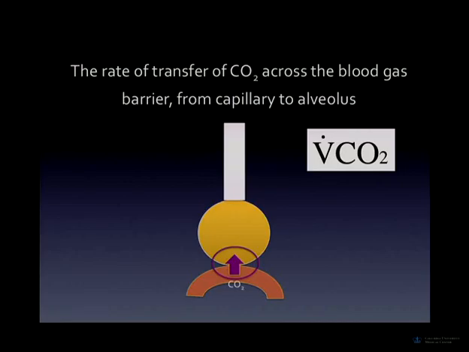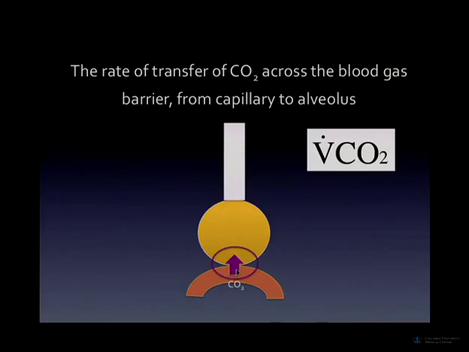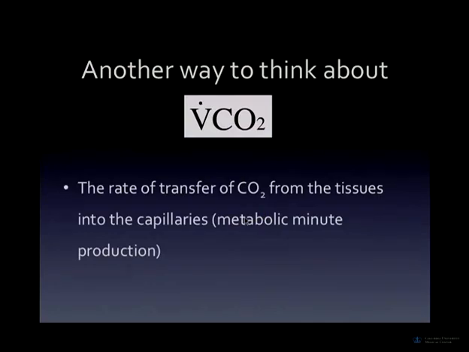And we're going to start by talking again about the flow of gas across this blood-gas barrier. And first, we're going to return to carbon dioxide for a few moments. This term, V dot CO2, refers to the rate of transfer from the capillary into the alveolus. Another way to think about V dot CO2 is at the tissue level, how much CO2 is being generated by cellular respiration.